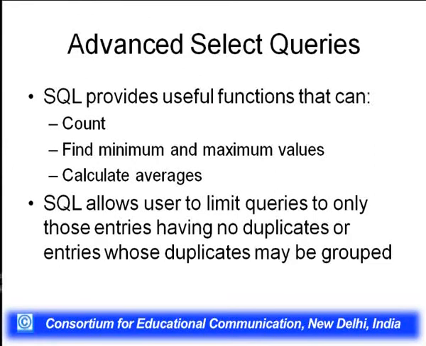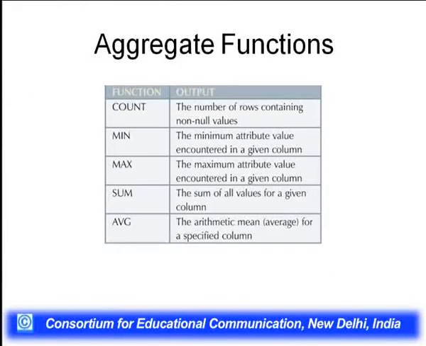Then we have some advanced functions of SQL queries. It provides useful functions like count, to find out the maximum, minimum and average values. So it allows users to limit queries to only those entries which have no duplicates. Entries without duplicates can be grouped. These functions are known as aggregate functions. Aggregate function means a function which will accept multiple values but will give a single value as the result.